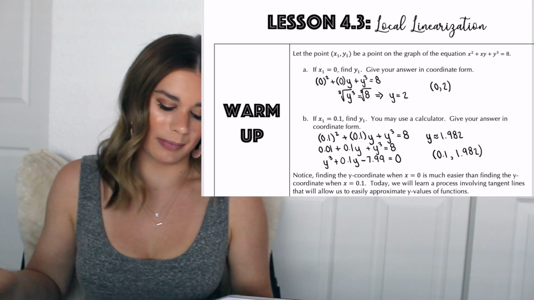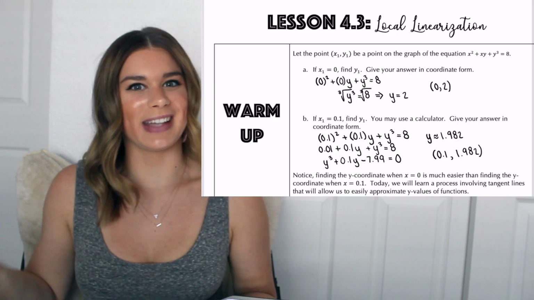So once we did it on our calculator, we got y was approximately 1.982. I always have my students round to 3 decimal places at least, just because that's what College Board prefers for AP. Okay, so our coordinate point would look like (0.1, 1.982). Now this is an approximation, it's not exact because we had to use our calculators, but it's probably pretty close, at least 3 decimal places accurate.